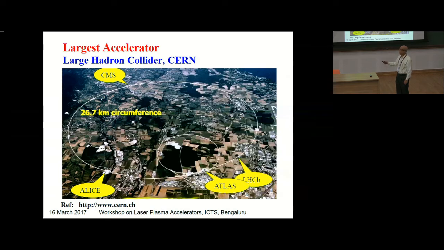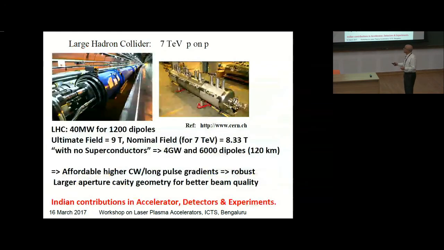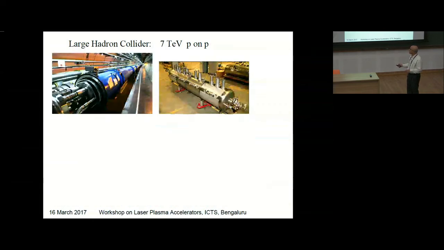CMS is for studying the proton-proton interactions and particle physics, studying beyond the standard model and various symmetry issues. And ALICE is for large heavy ion collisions, going to very high density states, studying the quark-gluon plasma. We have Indian contributions in accelerator, detectors, and experiment, as I said, and these are the details.